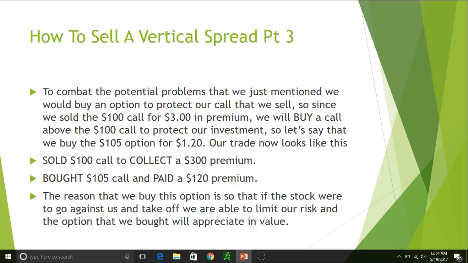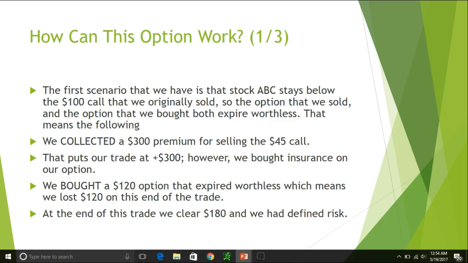So we're going to move on to the next part, and we're going to figure out exactly what happens in these situations. So how can this option work? This is one of three ways that the option can work. The first scenario is the most basic, and it's what we're looking for. The first scenario is that ABC stays below 100. So going back to what I've just said, we sold that $100 call, so we want this stock to stay below 100, because if it stays underneath of 100, we collect that premium, and both options expire worthless.